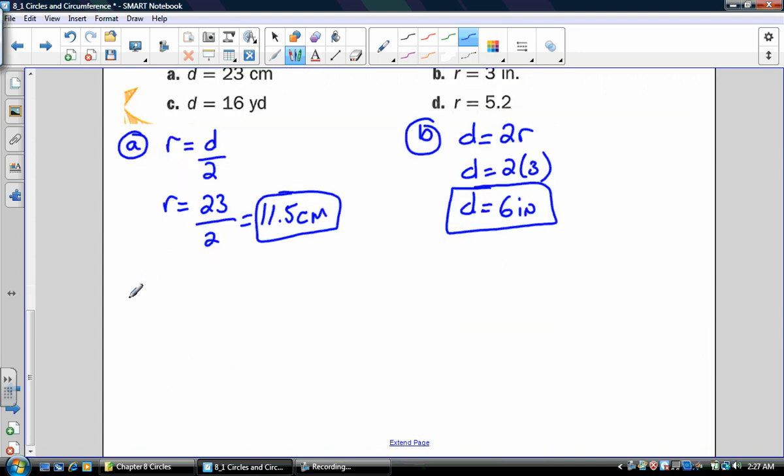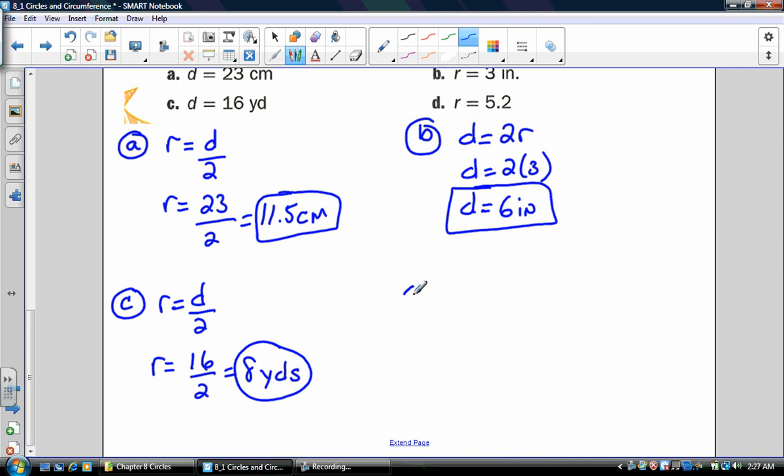We have example C. The radius is going to be equal to the diameter divided by 2. And so the radius is going to be equal to that diameter of 16 divided by 2. So that's going to be equal to 8. And those are yards.